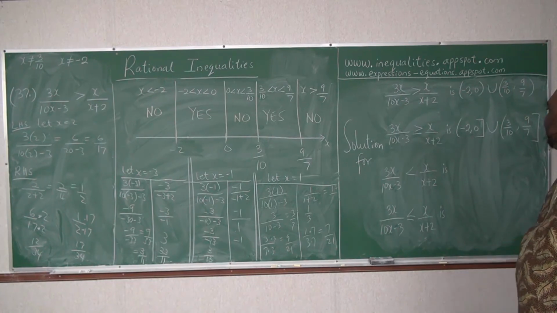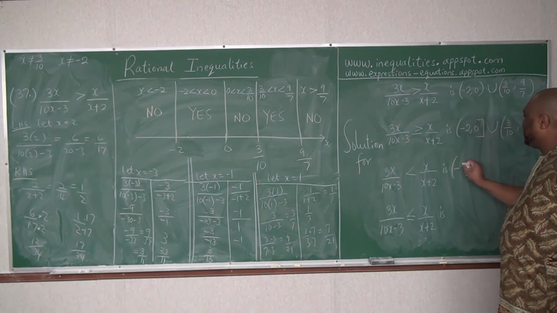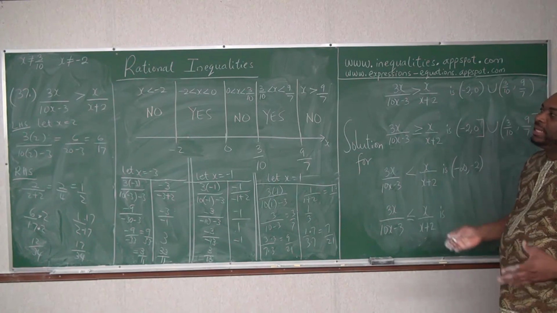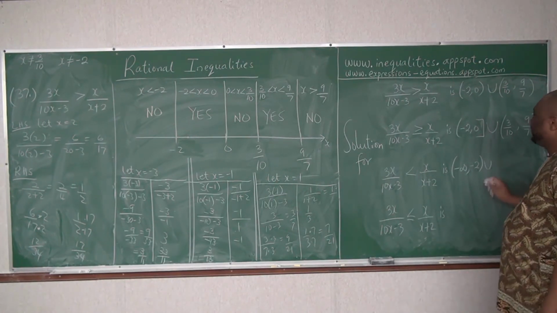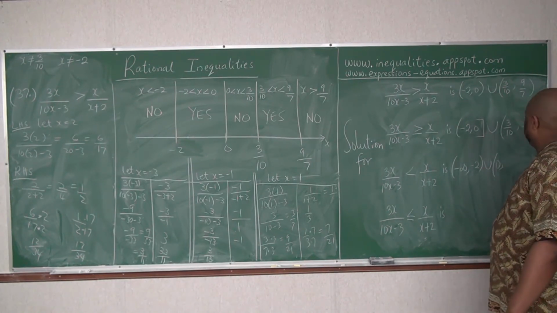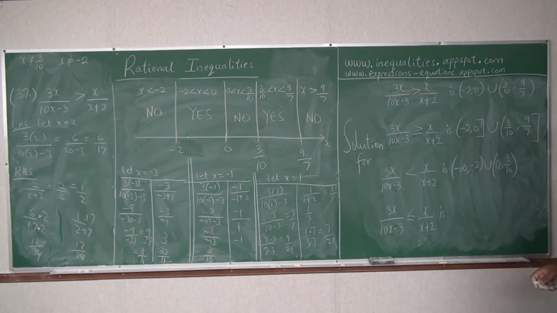Now for the less than, we have parenthesis negative infinity, comma, negative 2. Because the no's are the less thans. Those are the no's, right? Then union, 0, comma, 3 over 10, parenthesis, then union, parenthesis, 9 over 7, comma, infinity, close parenthesis.